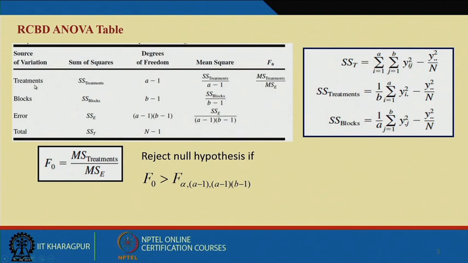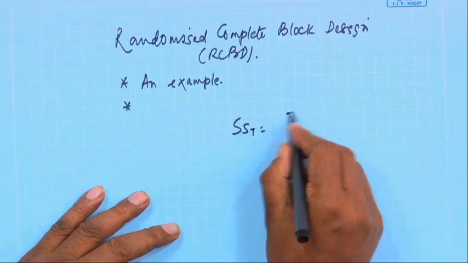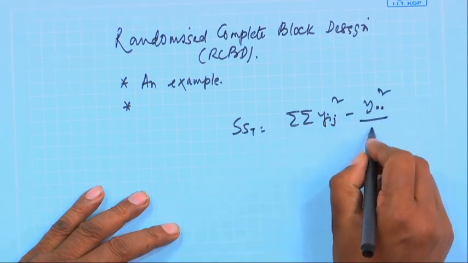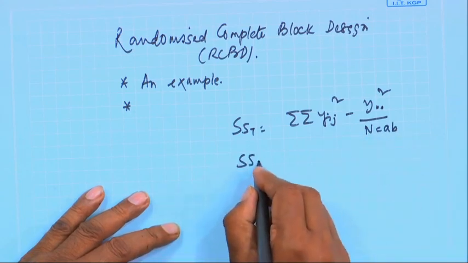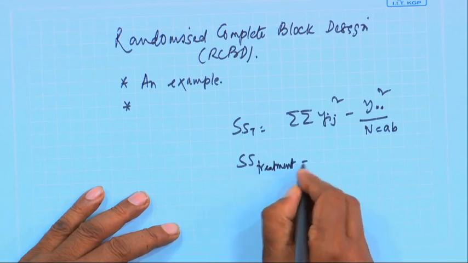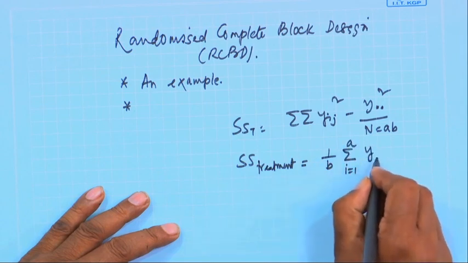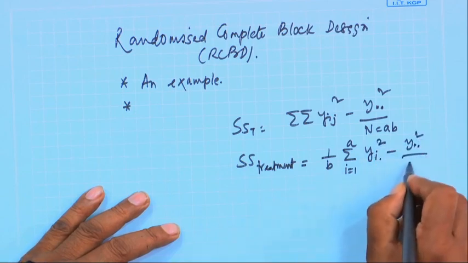We have seen that there are three sources of variation: treatment, block, and error. On the right hand side, SST equals the double sum of y ij square minus y double dot square by n, which is basically ab. Then we found SS treatment, which is 1 by b times the sum over i equal to 1 to a of y i dot square, minus y double dot square by ab.